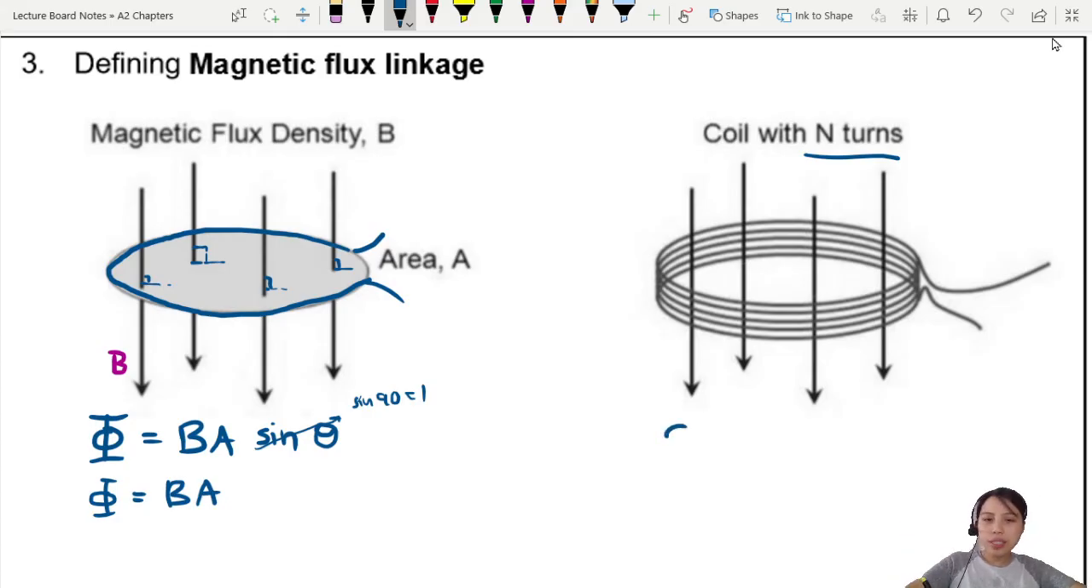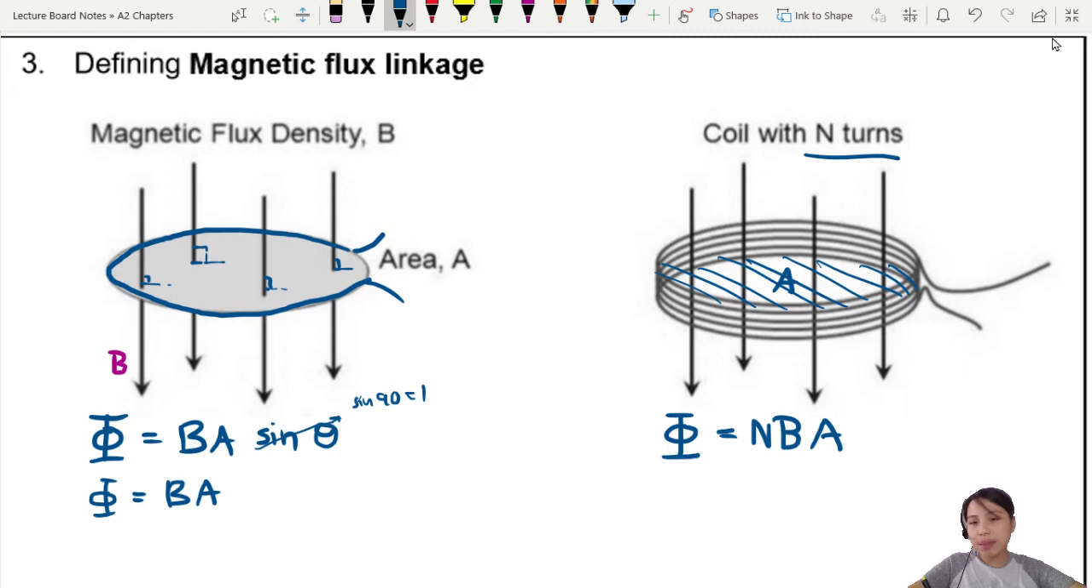But on the right side, let's change this up a little bit. Flux linkage takes into consideration every single turn. So for every loop, you will have a certain area covered, and there are N loops. So instead of just BA sine theta, you're going to have NBA sine theta. But theta is 90 also, so we'll just say NBA, since sine 90 is 1. So the N just takes into account each loop. One loop has so much passing through, so if you have many loops in total, multiply all together.